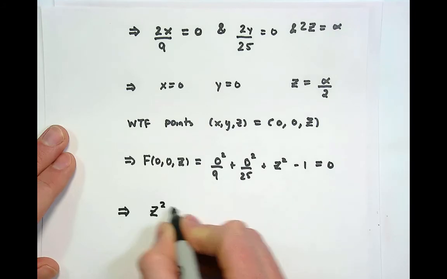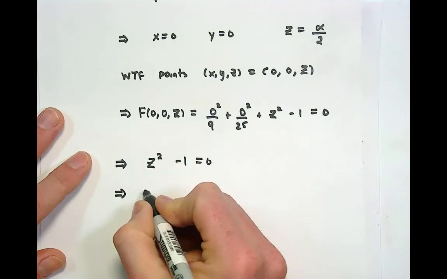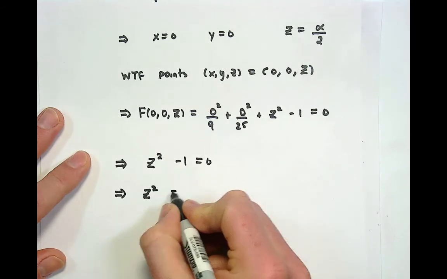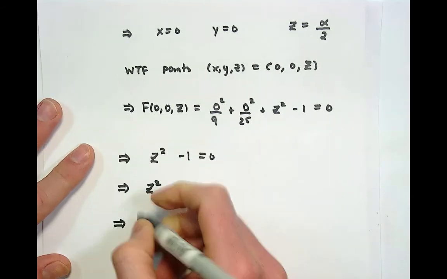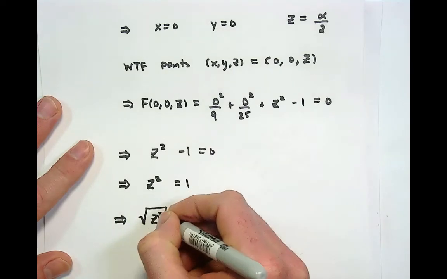And then we would now say that this is z squared minus 1 equal to 0, and we're old pros at this now, right? This is now going to be z squared equal to 1, and then we can go ahead and take the square root of both sides of this thing.